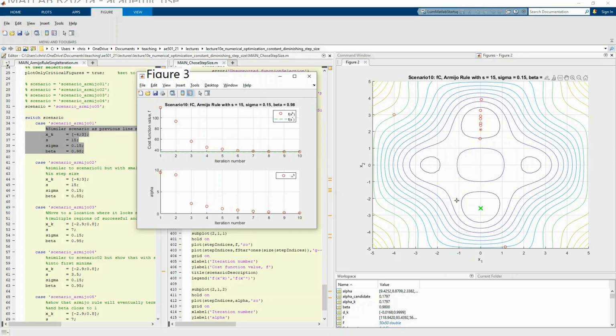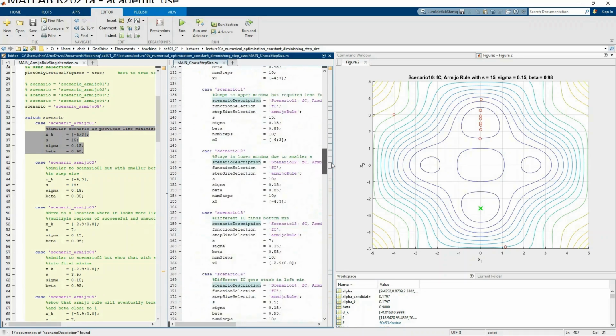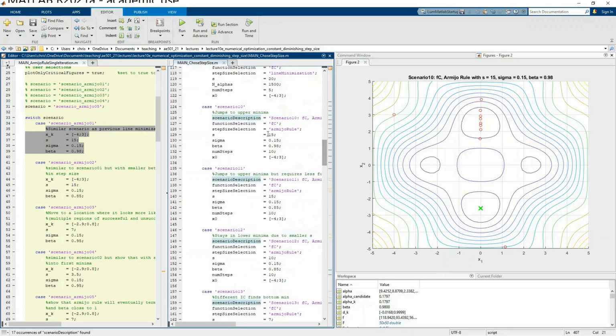Now, if we didn't like this and we wanted to make sure that we ended up down here, I think what we can do is, as you saw, the reason it was able to jump from point number 2 to point number 3 and make that large of a jump is because we allowed it to in our selection of S, right? We said S was 15, right?